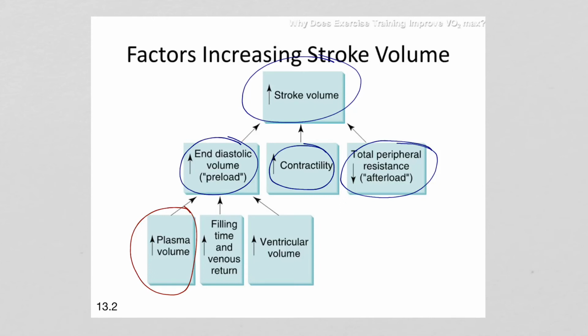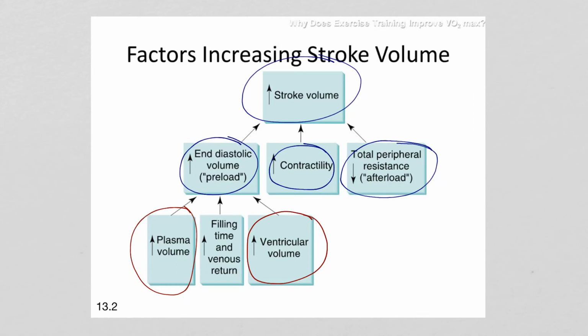The second reason is that we actually do get an increase in ventricular volume. That is, the size of the chamber increases. Your right atrium will increase, left atrium and left ventricle, but of course it's the ventricle that we're worried about here. Left ventricular volume will increase after a period of exercise training, meaning simply it can hold more blood. And if it can hold more blood, it can pump more blood.